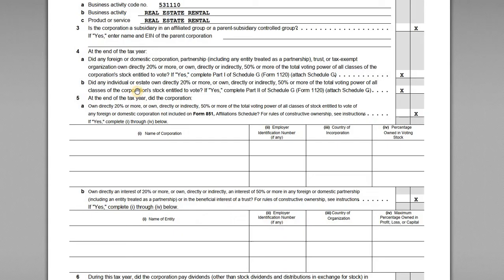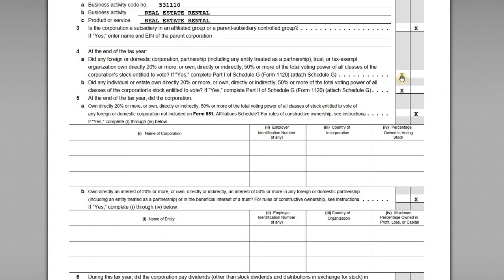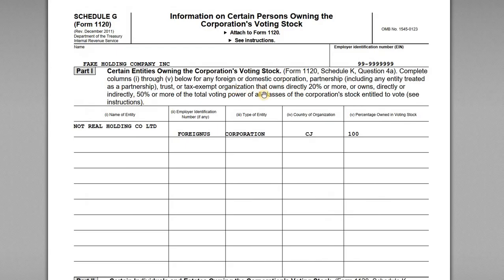And then for B, it's asking us, did any individual own directly or indirectly the stock? And the answer is also yes, right? Because if we look at our structure chart here, the direct owner is the Cayman company, owns 100%, but indirectly here, Hans owns 100% of this company by virtue of him owning 100% of the holding company in Cayman, right? So Schedule G is attached. If we go to that really quickly, and then I'll jump back.